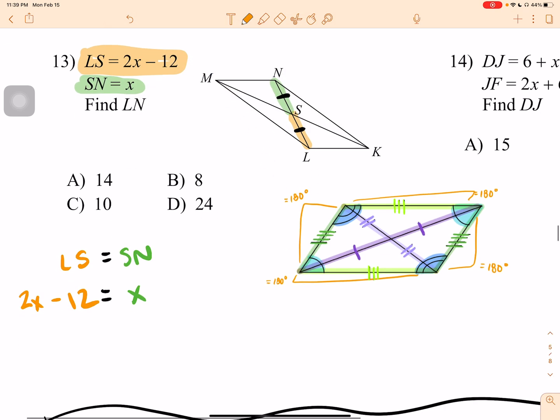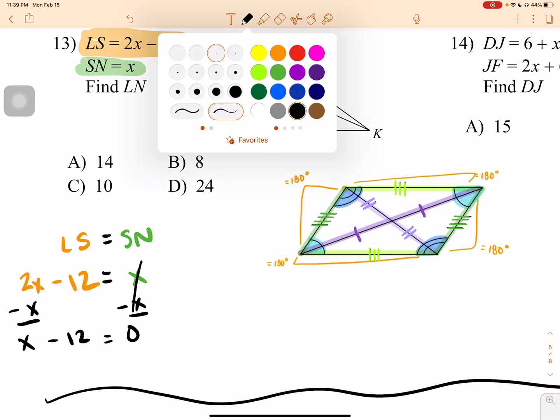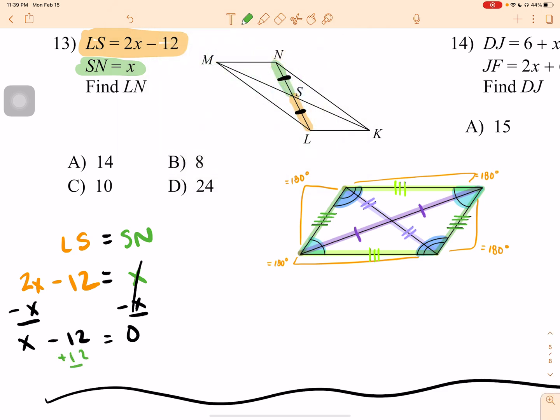Okay? So you can do this several ways. I'm going to subtract my x first. And this might seem kind of weird because now there's nothing here, but you just put a 0 there. So now we have 2x minus x is 1x minus 12. x minus 12 equals 0. So we can add 12 to both sides, and we're going to get x equals 12.